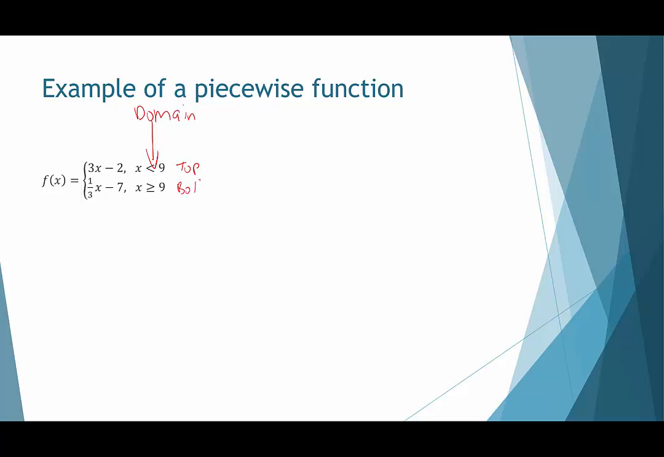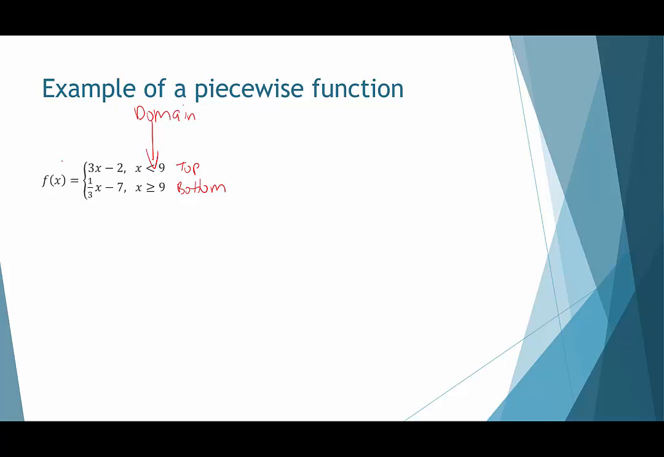Usually I refer to these as the top piece and the bottom piece. And remember, for it to be a function, we only plug in domain values once. We only plug in inputs once. So if we have x equals 7, we only plug it in to either the top piece or the bottom piece, depending on where it works for the domain. Since 7 is less than 9, we would apply it to the top piece. So that's what a piecewise function is.